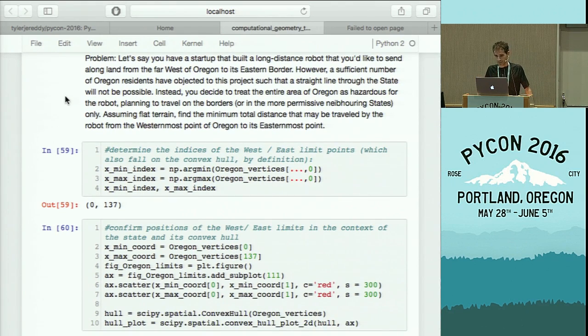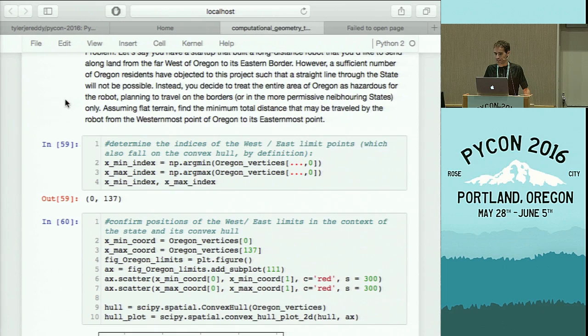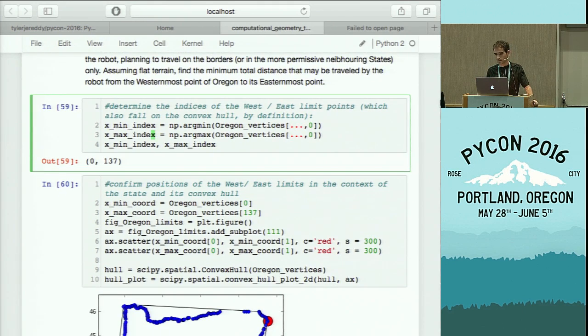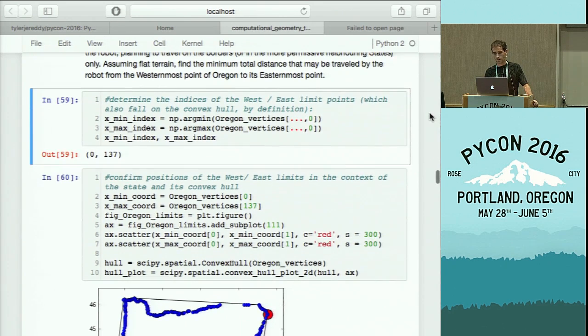I don't know why. But you basically plan to either travel on the border, so you might initially guess that traveling on the border of Oregon from the west to the east might be the fastest route, but maybe not. So, assuming flat terrain, which is perhaps not the best assumption in Oregon, find the minimum total distance that may be traveled by the robot from the westernmost point of Oregon to its easternmost point. I'll go through what I did to try and solve this and find the shortest Euclidean distance between the westernmost and easternmost points.